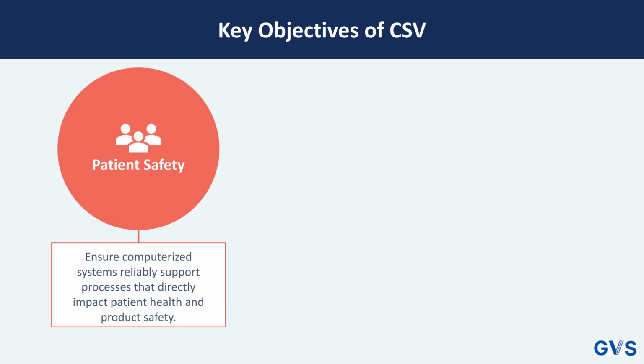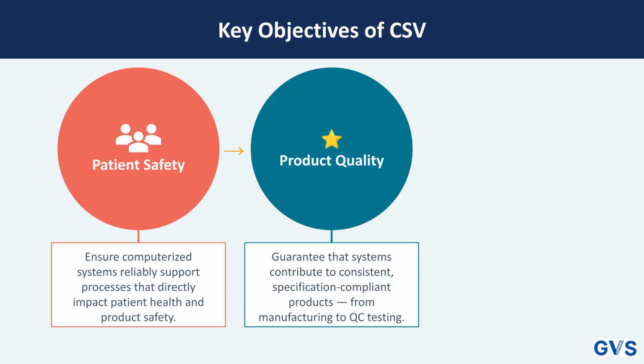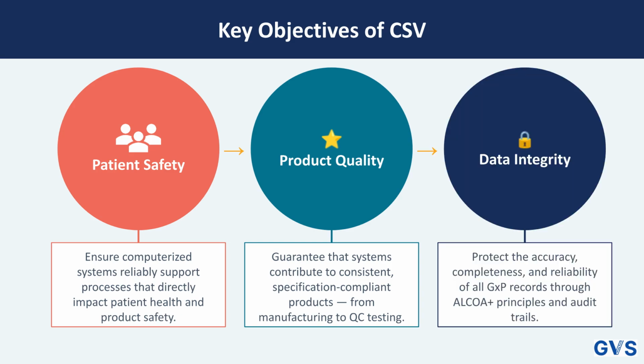CSV has 3 non-negotiable objectives: patient safety. Systems must not introduce risk to patients through errors or data corruption. Product quality. Validated systems ensure manufacturing and testing processes produce consistently compliant products. Data integrity. All electronic records must adhere to ALCOA Plus principles: attributable, legible, contemporaneous, original, accurate, complete, consistent, enduring, and available.